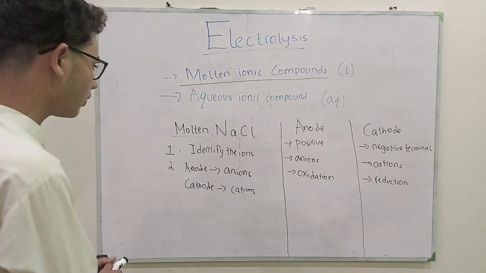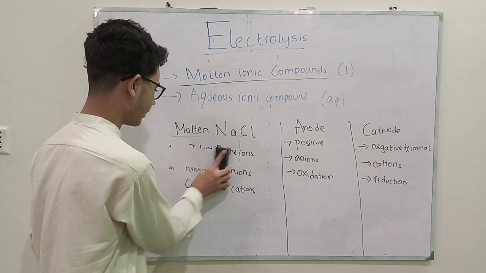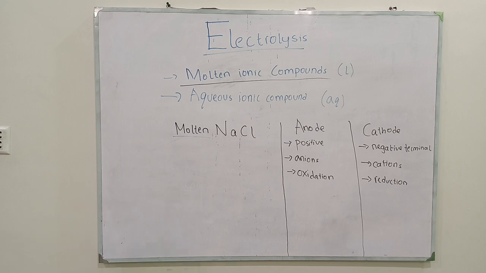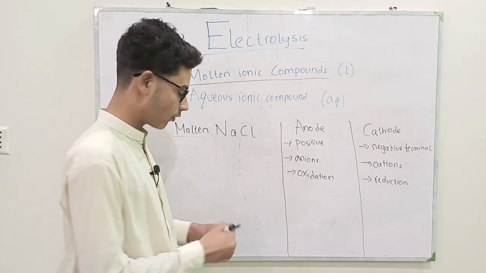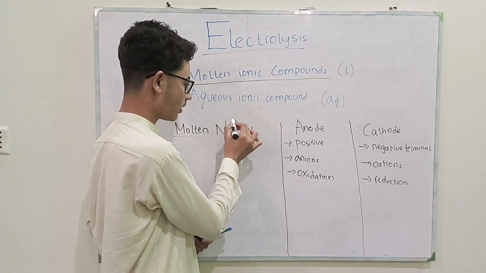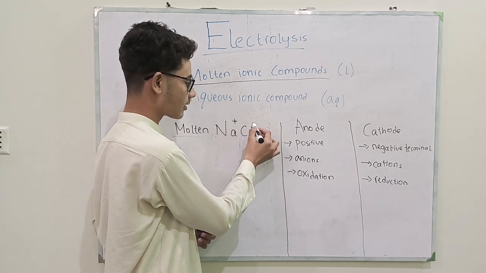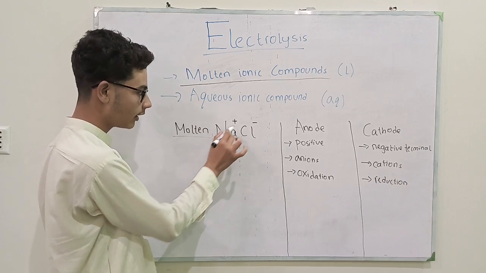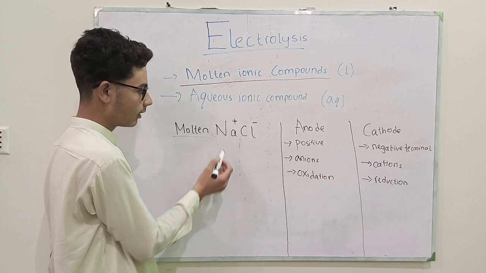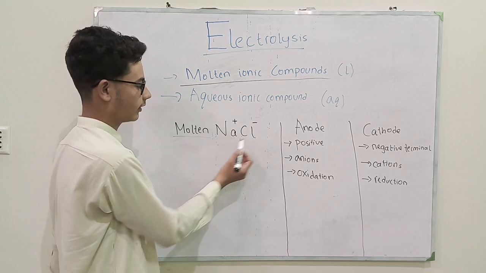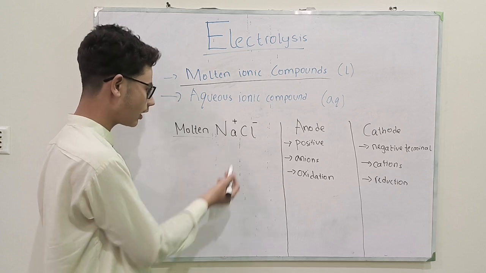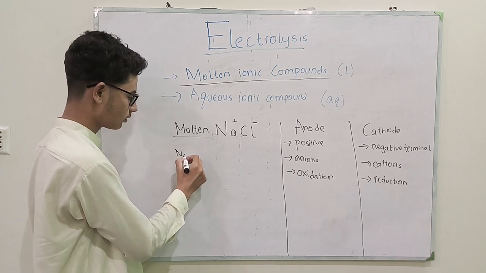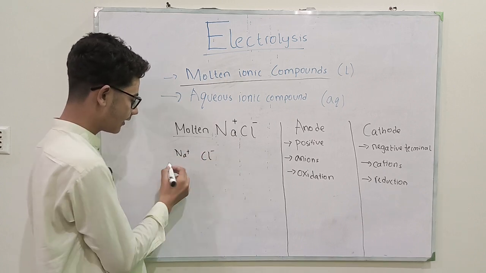Now let's look at the molten electrolysis of NaCl. So our first rule was to identify the ions, and I hope you all know that metals have positive ions, while non-metals have negative ions. So Na has a charge of +1 only, and chlorine has a charge of -1, because it's in group 1 and it's in group 7. So now we have identified the ions, which are Na+ and Cl-.